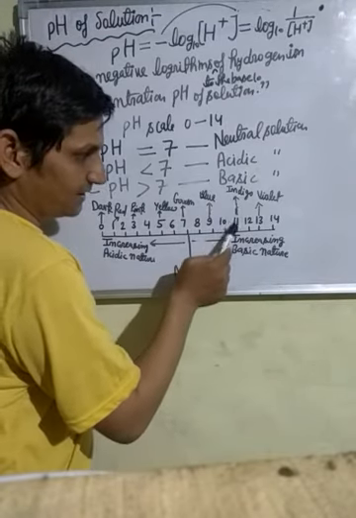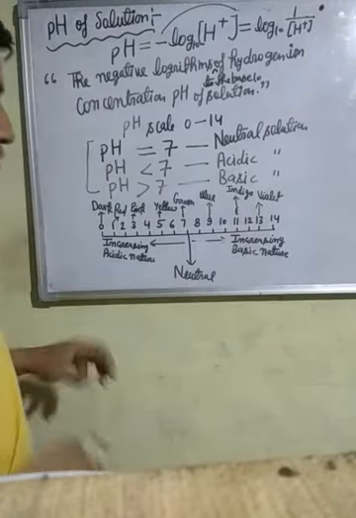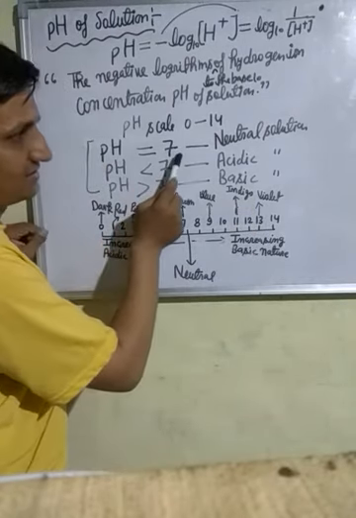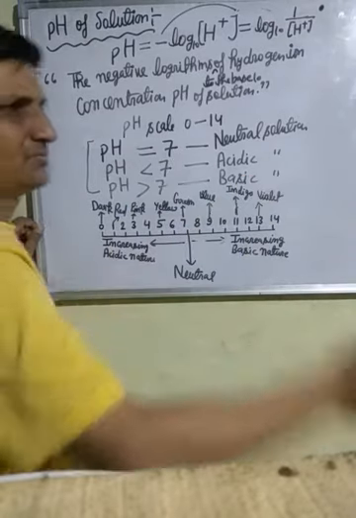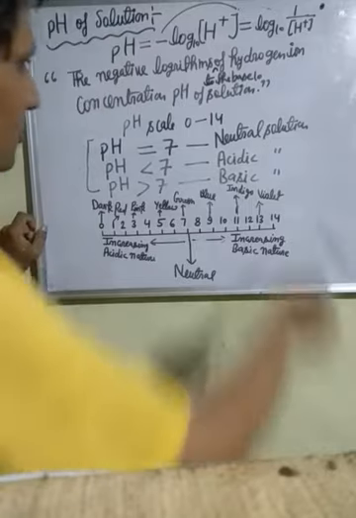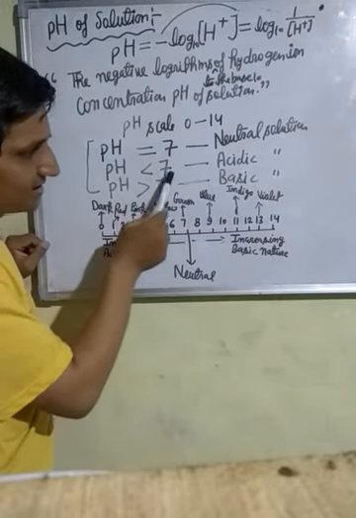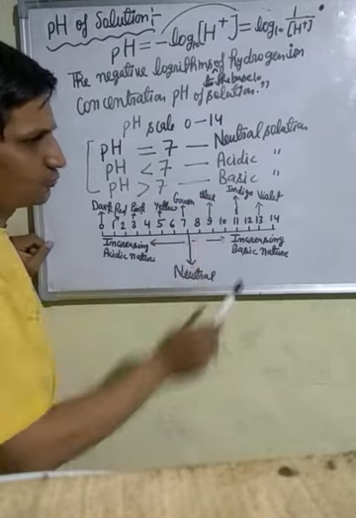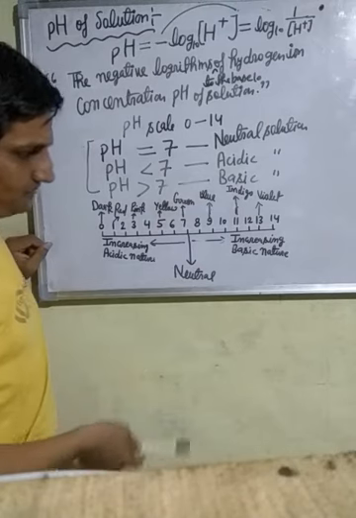pH of solution 11, indigo. pH of solution 13, then color is violet. So if the pH of solution is 7, solution is called neutral solution. If pH less than 7, solution is called acidic solution. After this, pH more than 7, solution is basic solution. Okay?